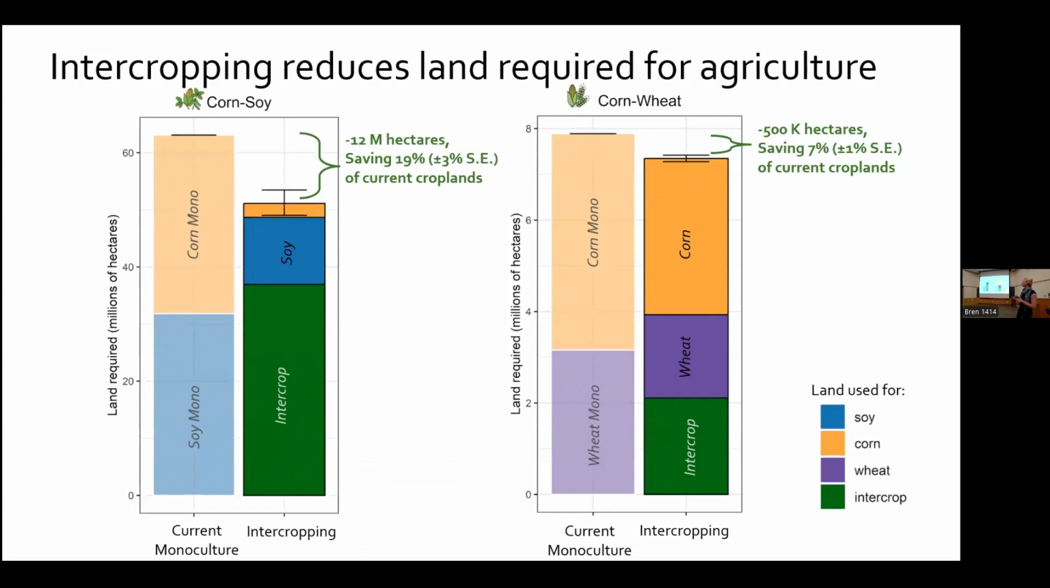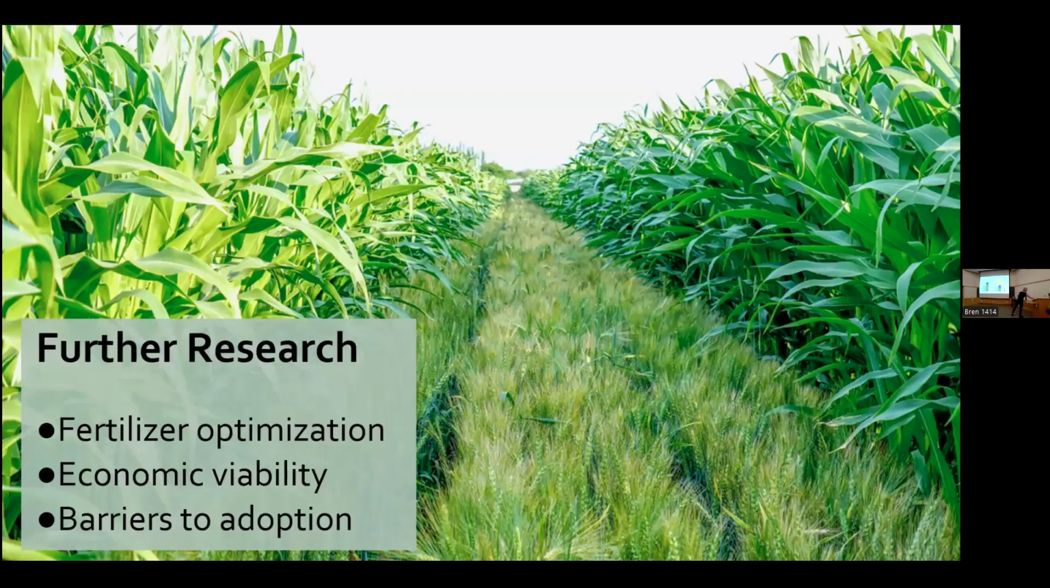And so at current production levels, we could, across the contiguous US, save 12 million hectares of land, which is 19% of the lands used for corn and soy cropping in the counties that currently produce both, or 500,000 hectares for corn and wheat, which is 7% of the croplands used for those two crops in the counties that currently produce both. This research suggests a realistic potential for intercropping to have a major impact in reducing the environmental impacts of agriculture within our current food system.